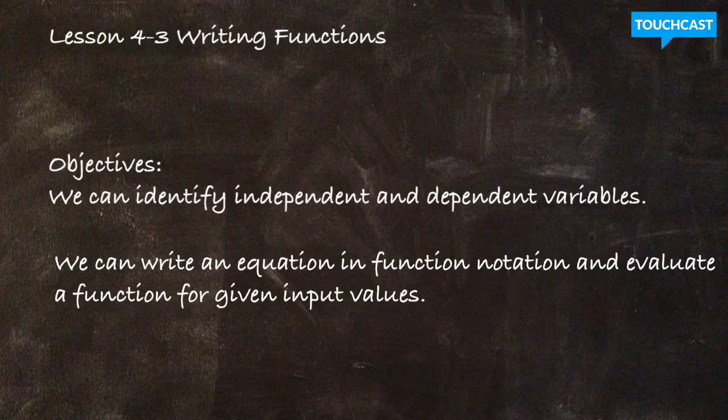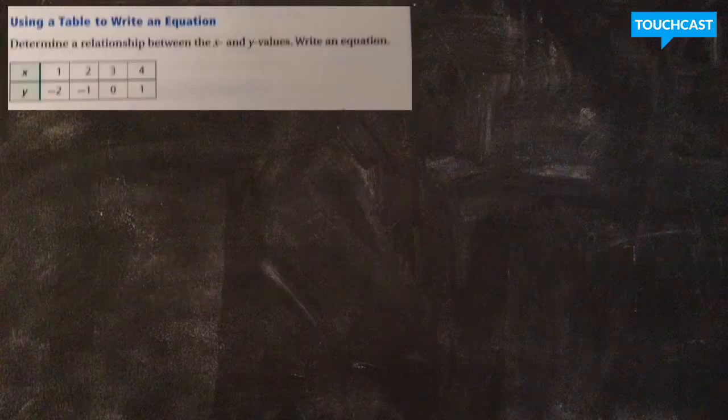Hello class, today we're going to talk about lesson 4.3, writing functions. Our objectives are we can identify independent and dependent variables, and we can write an equation in function notation and evaluate a function for given input values. Let's look at our first example.